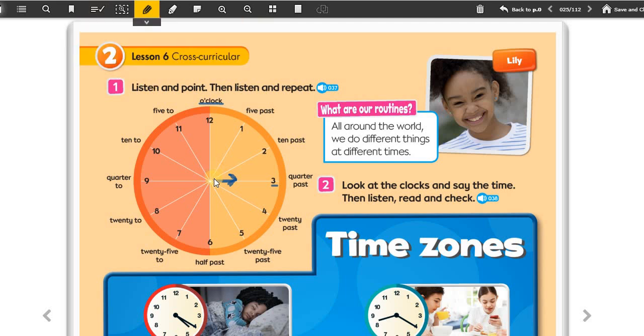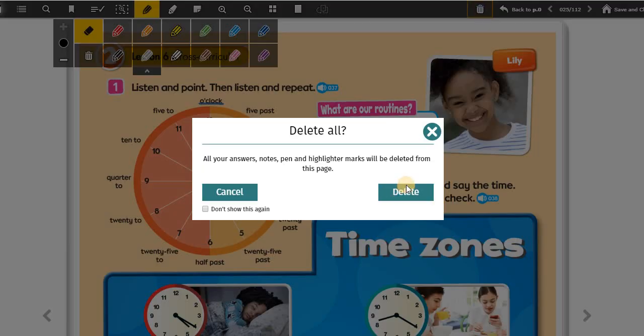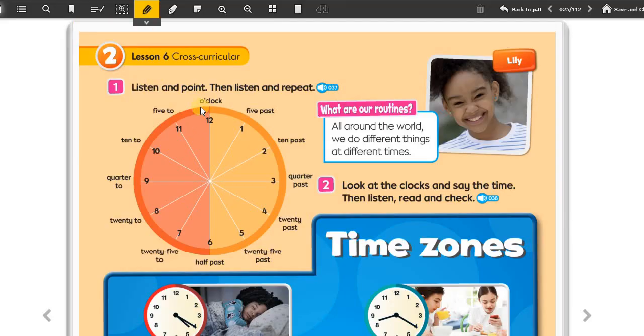So, what time is it now? It is 10 past 3. Perfect. So if we tell the time, if the long hand is on 12, the minute hand is on 12, we say o'clock. If the long hand is on 1, we say 5 past.